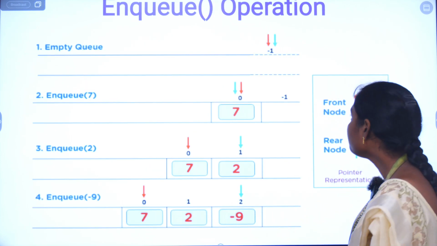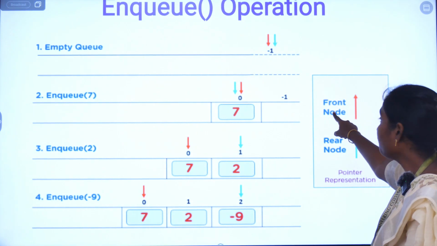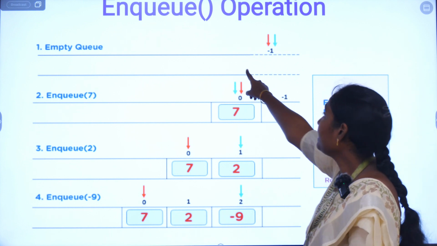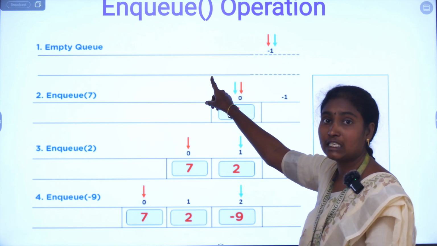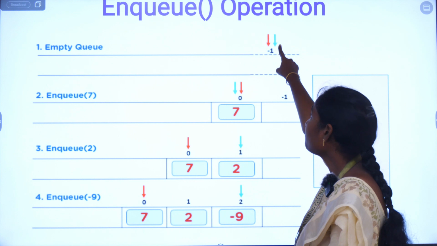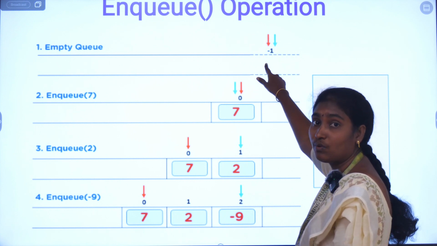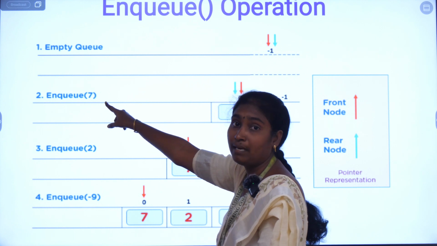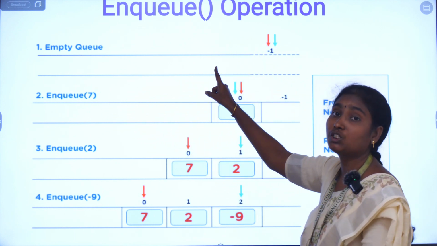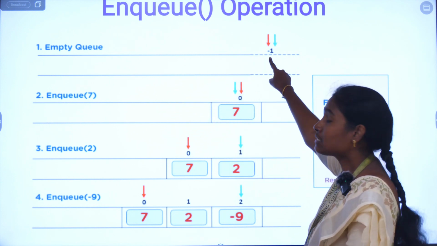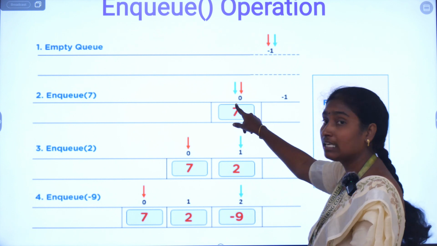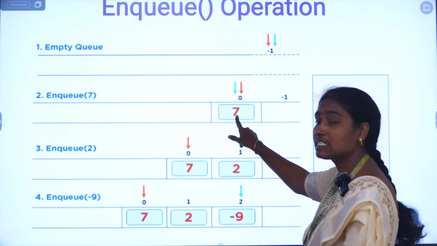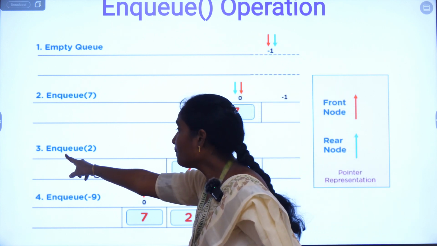I have given one example. Here the red arrow mark is used for the front pointer and the blue arrow mark is used for the rear pointer. Initially my queue is empty. As I said, if your front value and rear value are both -1, your queue is empty. When inserting the first element, you increment both the front value and rear value by 1. The value is -1, so -1 + 1 is 0. Both the front and rear point to 0, and then you insert the element 7.